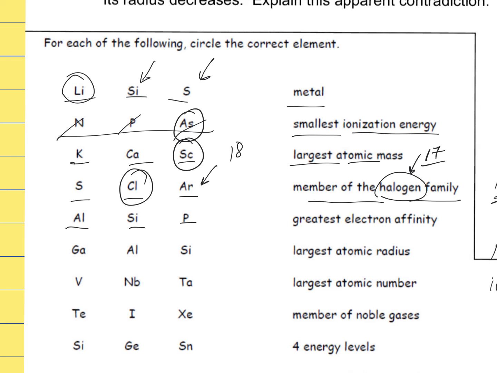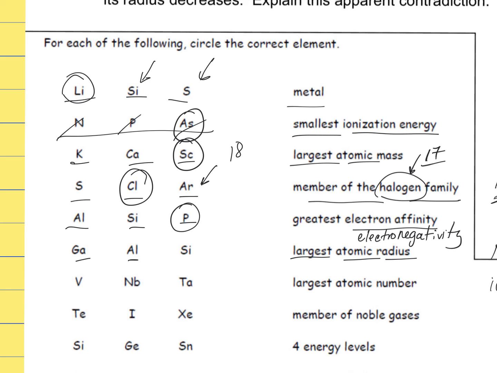Aluminum, silicon, and phosphorus. You are moving across a period. Electron affinity is electronegativity. So silicon and phosphorus, this is the one that has the highest one. Largest atomic radius, you have gallium, aluminum, and then you have silicon.